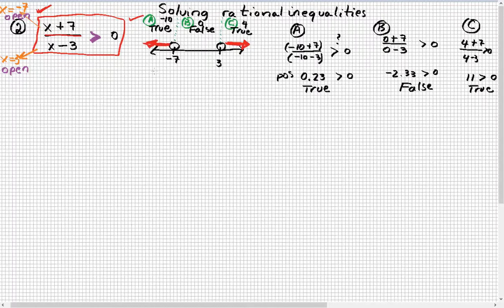Where does this start? It does not start at -7. It starts at -infinity. It ends at -7. So your interval notation is -infinity, stops at -7. Infinity always gets parentheses. This is an open circle, so it also gets a parentheses.